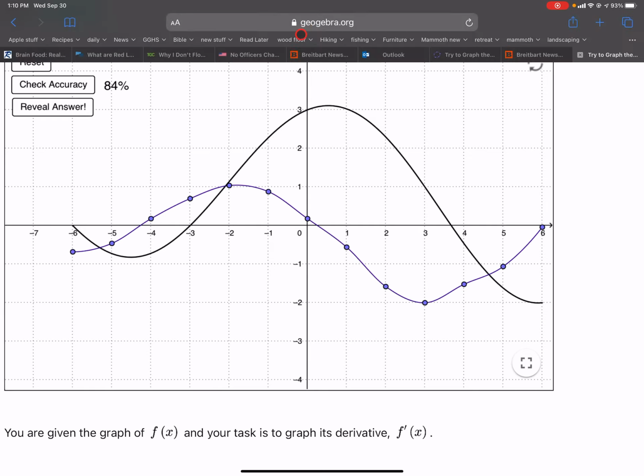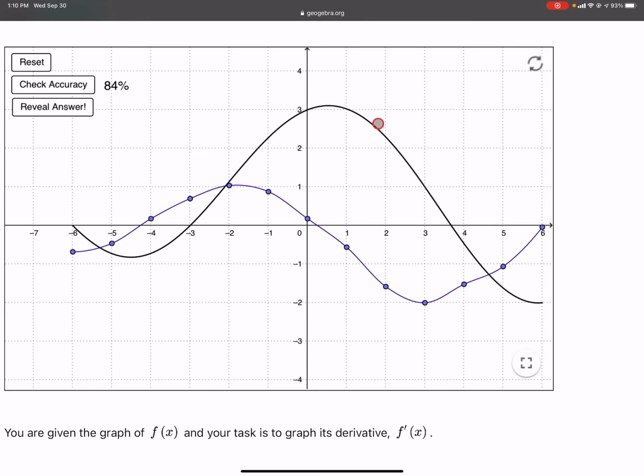So you can double check, find the slope. It's about -1 there. And so maybe this is too big. Maybe I went too big there. Check again. 89, I'm getting better. So you can play with this and then reveal the answer. Look, I was pretty darn close. So that's a little tip on how to use the GeoGebra website on graphing derivatives.